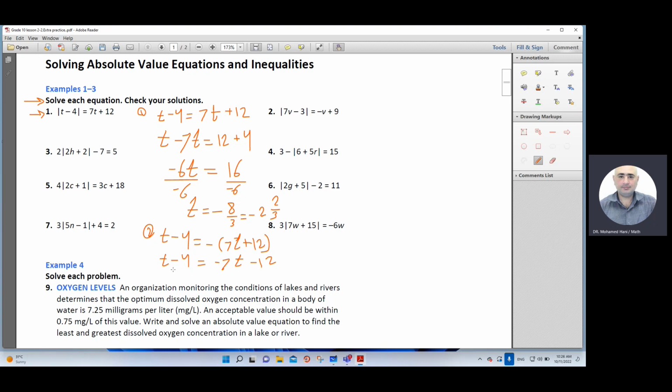Then you can rewrite here t and take negative 7t to the first side, it will be positive 7t, equals, in the second side you have negative 12, and take negative 4 to the second side will be plus 4. Then add the like terms, t plus 7t will be 8t, and in the second side, negative 12 plus 4 will be negative 8. Divide the two sides by 8. So t equals negative 1.